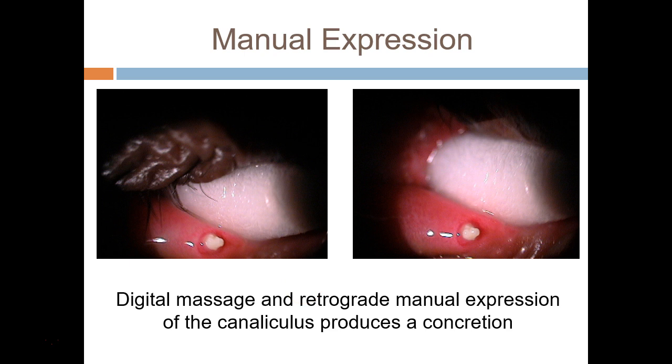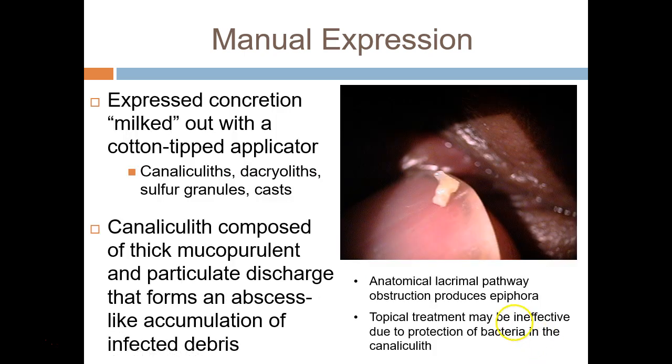And you can see this thing getting ready to come out of her puncta. And it's a concretion, in the general sense. When I finally got the whole thing out, this is what it looked like on my fingertip. And I did post this up on OD Wire. And so this is a canaliculith. It's composed of thick mucopurulent and particulate discharge, and it forms this abscess-like accumulation of debris.